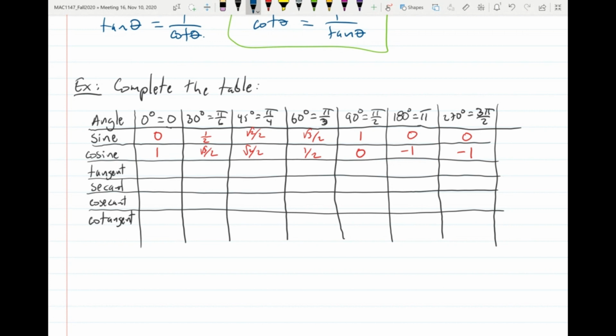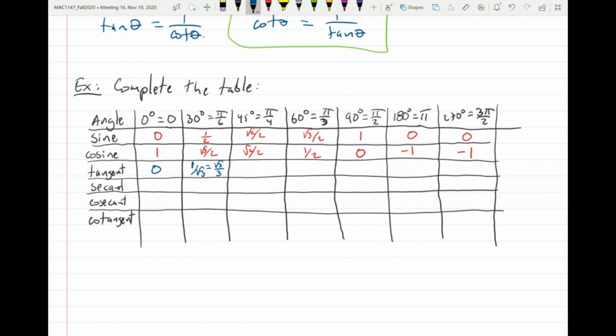What do we know about tangent? Tangent is sine over cosine, right? So let's see. What would be tangent of 0? 0 divided by 1, so that's equal to 0. What's tangent of 30? That's 1/2 divided by square root of 3 over 2. The 2's cancel out, so you get 1 over square root of 3, which if you rationalize, you get square root of 3 over 3.